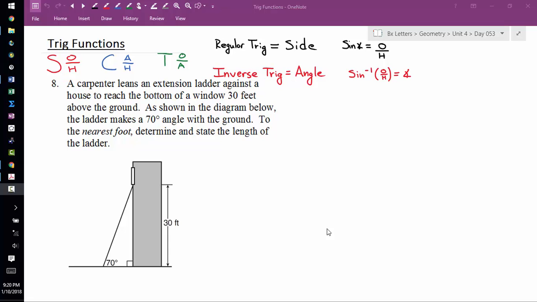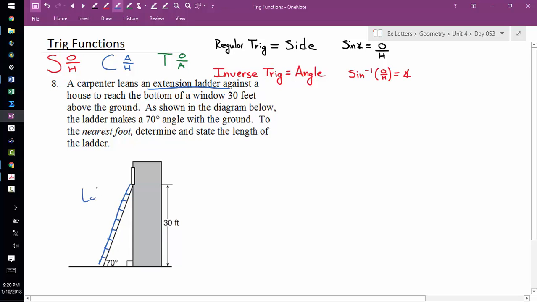Problem 8. A carpenter leans an extension ladder against a house. So in our picture we should enhance it and label. This is the ladder, and it's getting leaned up against this house. Okay, and therefore I can conclude that this would be the ground.